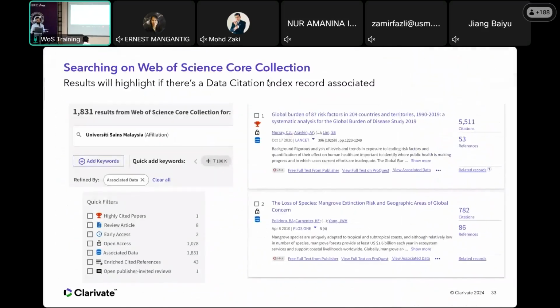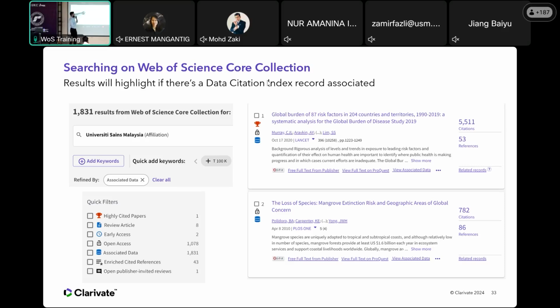When we go to Web of Science records, first of all, I can tell you that at least 1,800 documents on the Web of Science Core Collection affiliated with the University of Science Malaysia have some data sets associated with them. When you run these searches on Web of Science, on the left-hand panel, Refine Results, you will see this tick box, Associated Data. That's exactly how I found all the Web of Science articles affiliated with the University of Science Malaysia that have associated data.